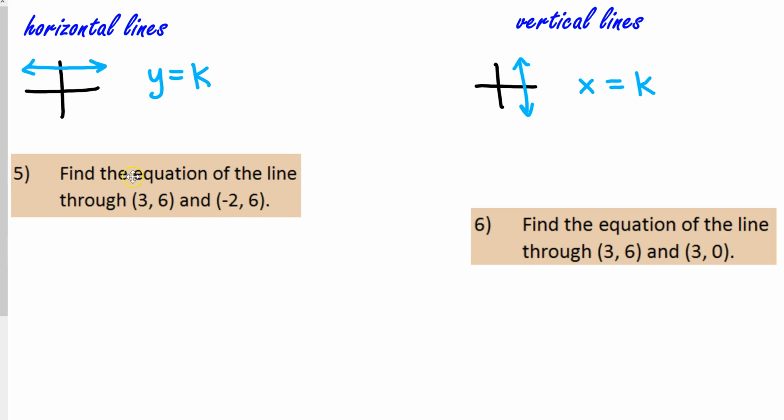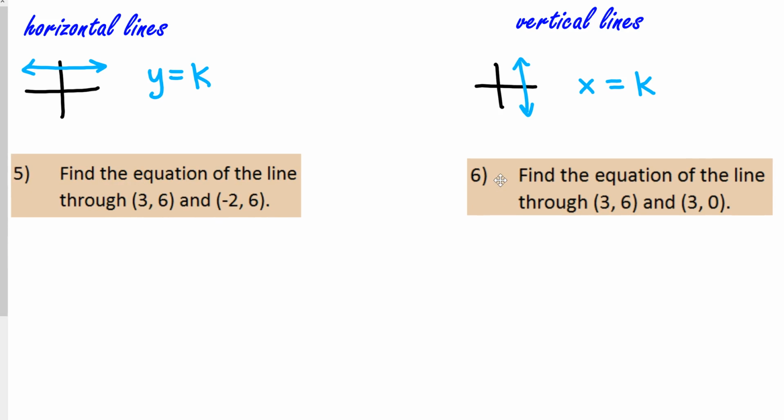Okay, so let's do number 5. Find the equation of the line through the points 3, 6 and -2, 6. Now, there's a couple of different ways we can do this. One is we can just go, oh, I know how to find the equation of the line. First I find the slope, then I find the y-intercept, then I substitute things into the equation, and that is true and that should work. However, I would recommend you actually just stop and think about this and recognize, oh, that has a y-coordinate of 6 and that has a y-coordinate of 6. They have the same y-coordinate. That means these points have the same height, and that tells me that these points fall on a horizontal line.